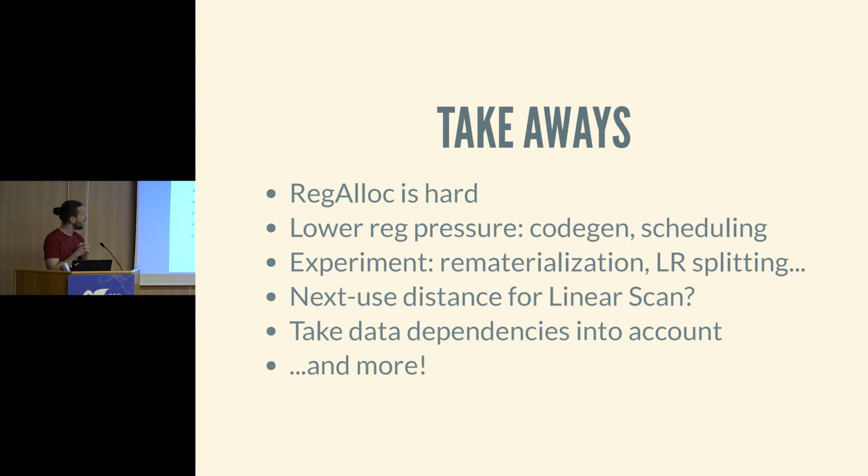Some takeaways. I think there's still a lot of stuff to do. I think my algorithm could be improved, but I don't know if it's worth it. At least there's a way that I can experiment with different phases, and some other things that I would like to try out with the other allocators and CodeGen in general.